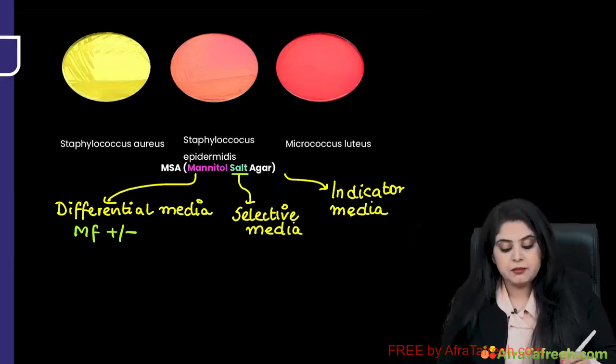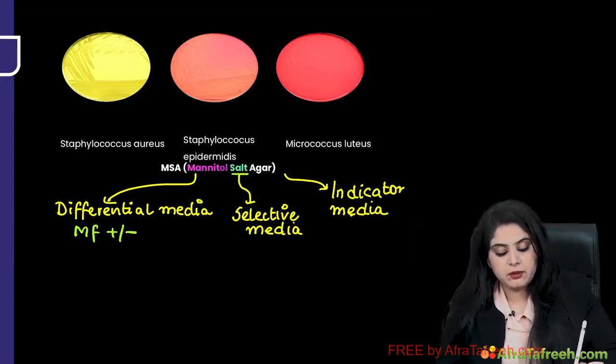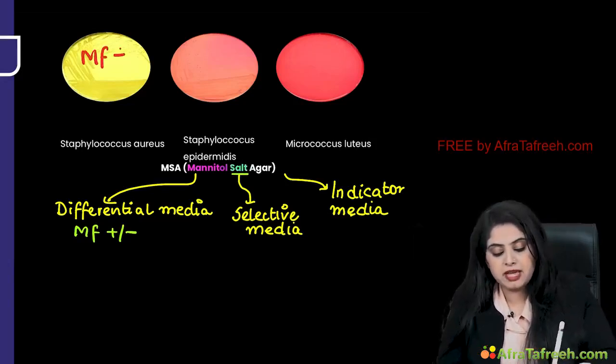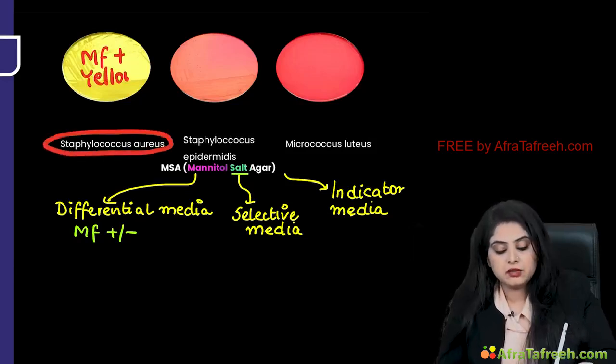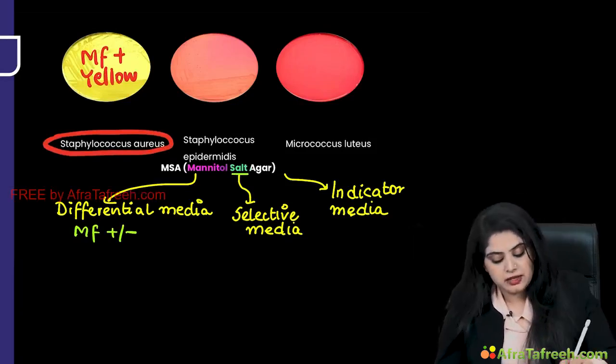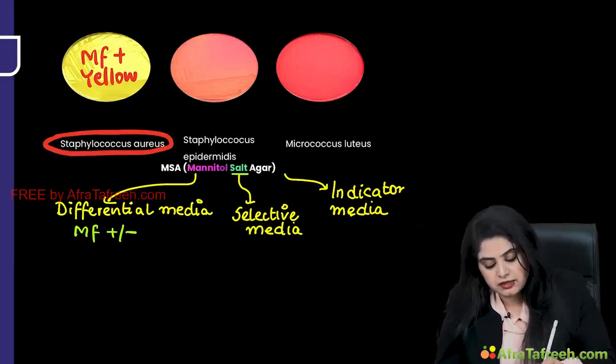And finally, because I'm talking about a color change, I'll give you an example. If you're talking about mannitol fermentation, when mannitol has been fermented by Staph aureus, I'm getting a yellow color. So am I getting a color change? Why? Because I have used an indicator. The name of that indicator is phenol red.